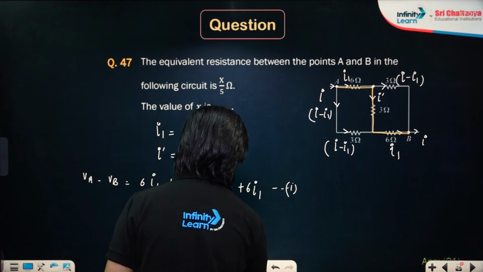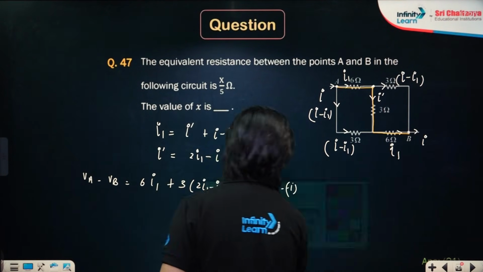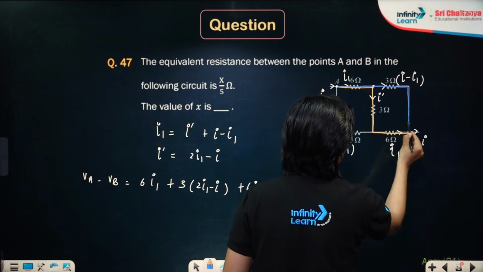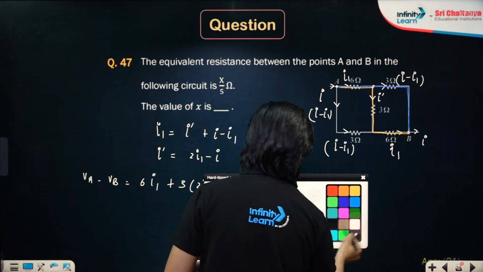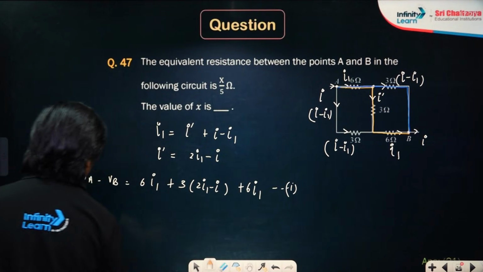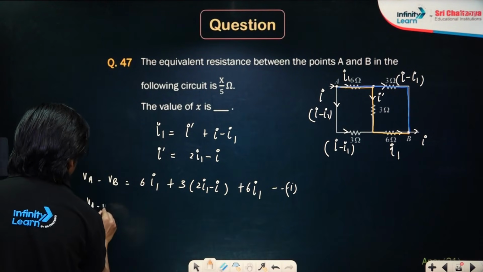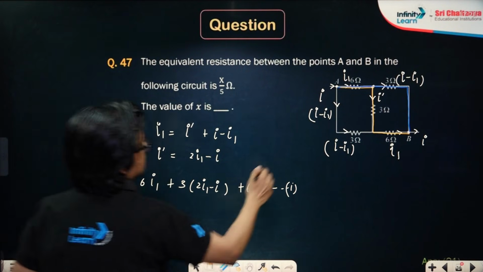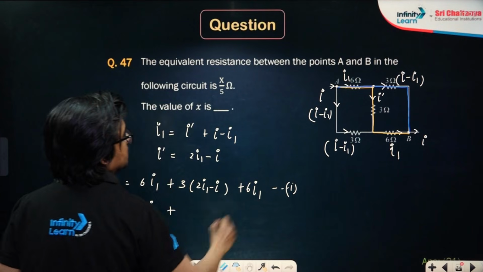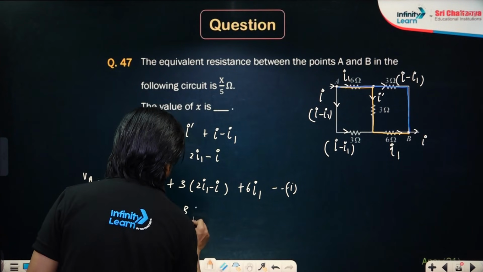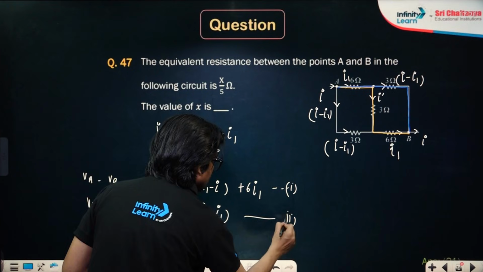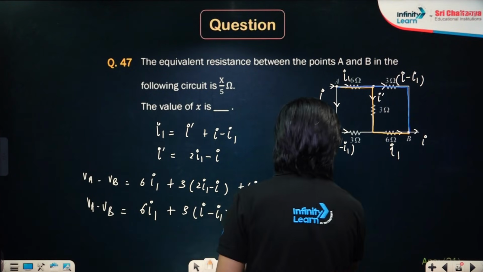Then you can write another equation, and this time you can use another path. Suppose you are going through this and this. Using this one, you can write VA minus VB is equal to 6 times I1 plus 3 times I minus I1. If you put both of them equal, what are you going to get?